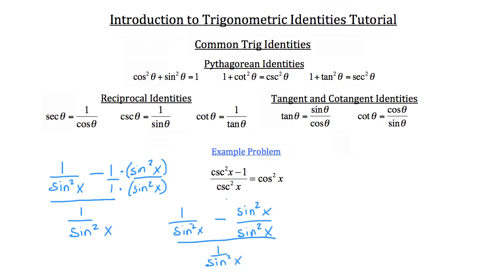Alright, so now we want to combine our fractions on the numerator, and because they have like denominators, we can combine those fractions. So, up top, we have 1 minus sine squared x. And on the bottom, we have a common denominator of sine squared x, so we just keep that common denominator, sine squared x. That's all still over 1 over sine squared x.